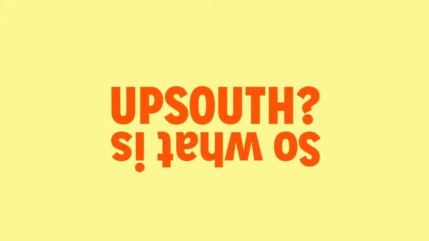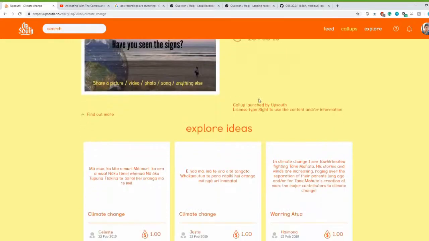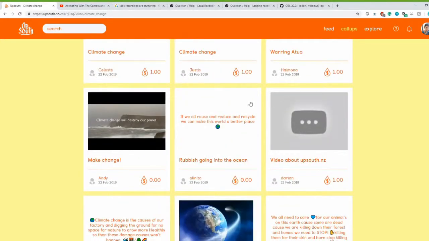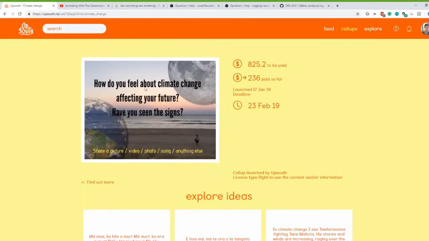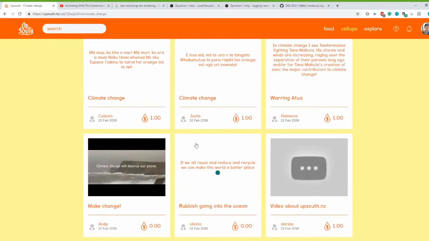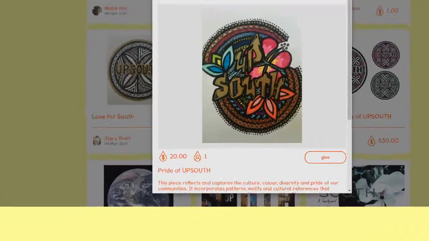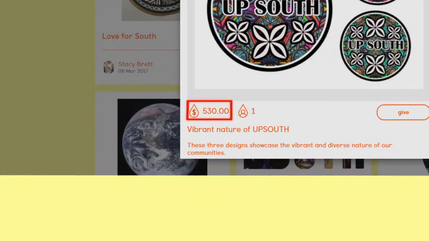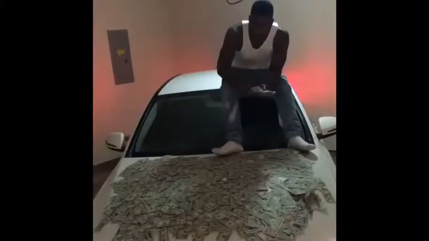So what is UPSouth? UPSouth is a platform in which people can share their unique ideas regarding certain social issues and present them in a creative manner. But wait, there's more. Depending on how great your idea is and how creative you present it, you may earn $20, $50, $100, or as big as $500. So basically, free cash. A great way to spend on food or to watch movies with friends.